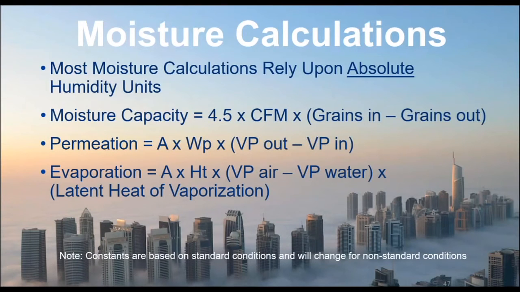We talked now about 3 different absolute measurements of moisture. Why do we use absolute measurements of moisture? Because the formulas or the calculations that we need to perform use those conditions. So for instance, moisture capacity. If we have a system that is of some known CFM, and again SCFM, we use the constant of 4.5 and look at the grains in versus the grains out, and that will tell us how much work that system can do or is doing. Permeation, we just breezed on there just a little bit.